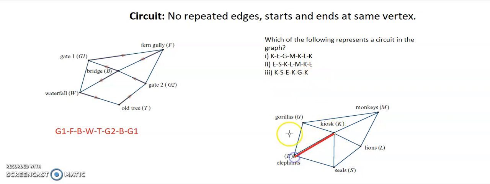K to E, E to G, G to M, M to K, K to L, and then it says L to K. That shows me we're going back over that same point. Because we looked at, remember, if we've got KLK, that tells us it is going to be going back over the same edge. So we know our circuit is not the first one.